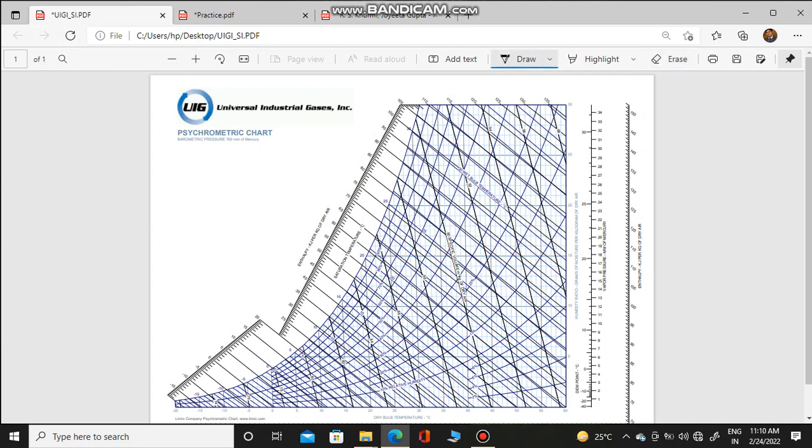Suppose we are at this first point, clear, and what we are doing, we are increasing temperature of air without changing its specific humidity. So this is known as sensible heating. Just we are increasing temperature, we are not changing specific humidity, so that is known as sensible heating. Clear? Now what do you mean by sensible cooling?